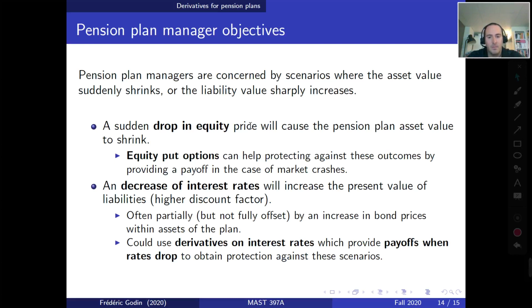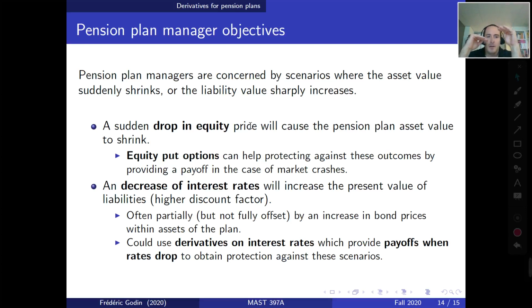Now, another situation which could be very problematic for pension plans is when interest rates decrease. Okay, so if interest rates decrease, then when you calculate the present value of liabilities, the discount rates are lower, so the discount factors are higher, and the liabilities are suddenly worth much more than they did before. Okay, so a decrease in interest rates will push the value of liabilities up.